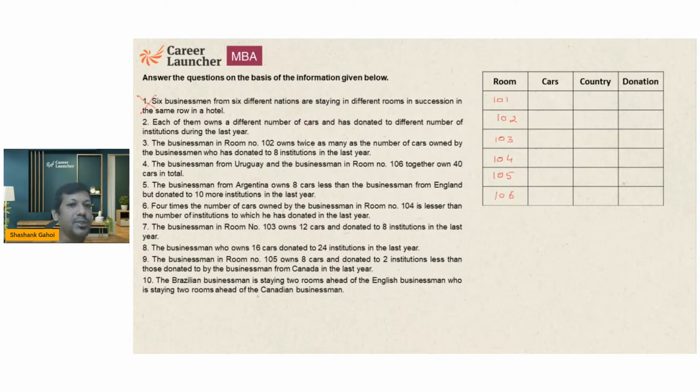Each of them owns a different number of cars and has donated to a different number of institutions. Okay, so I know all the values in this row, in this column, and in this column must be distinct. Okay. The businessman in room 102. Now, this is a good point because it is directly relating me to room numbers.